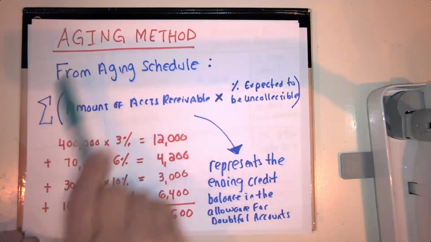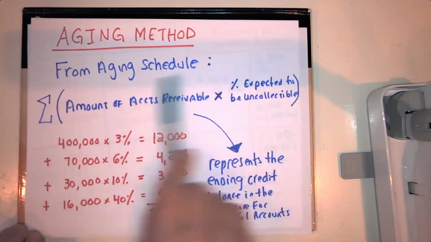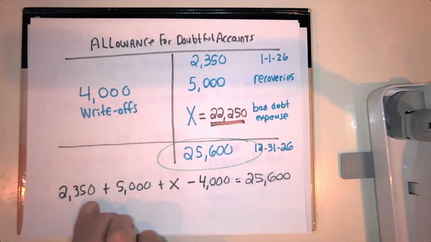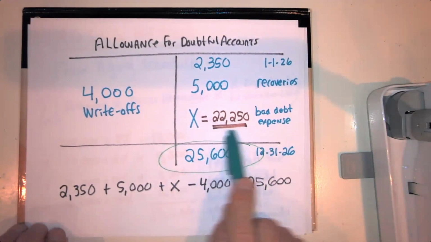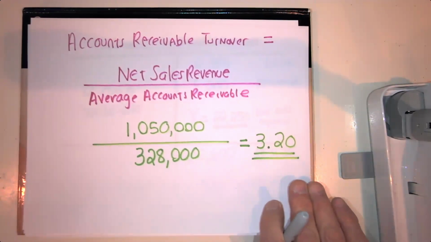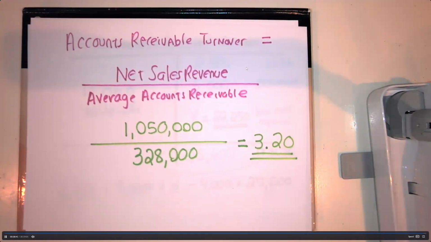Remember, with the aging method, what you come up with here is not bad debt expense, it's the ending credit balance in the allowance for doubtful accounts. We then take that to the T account to figure out the bad debt expense. And you need to be able to handle these couple of basic ratios, the accounts receivable turnover and the average collection period.